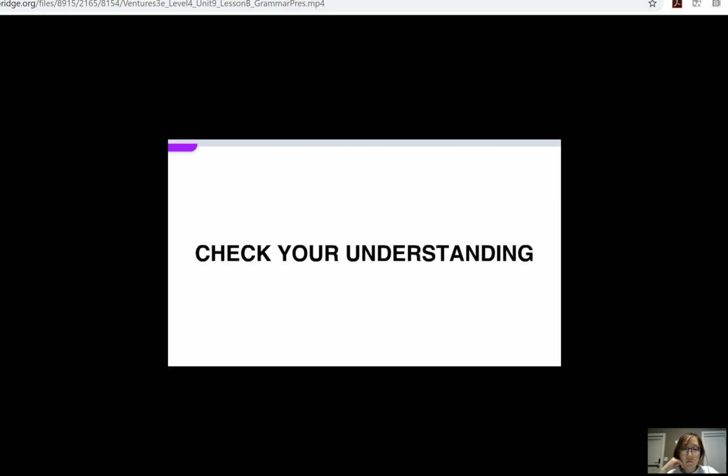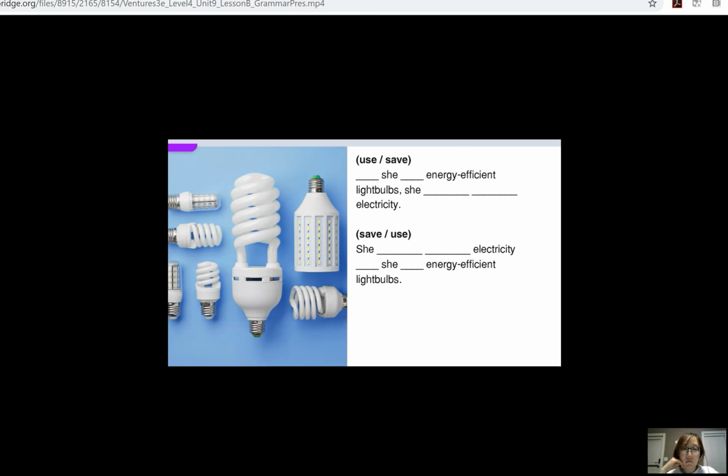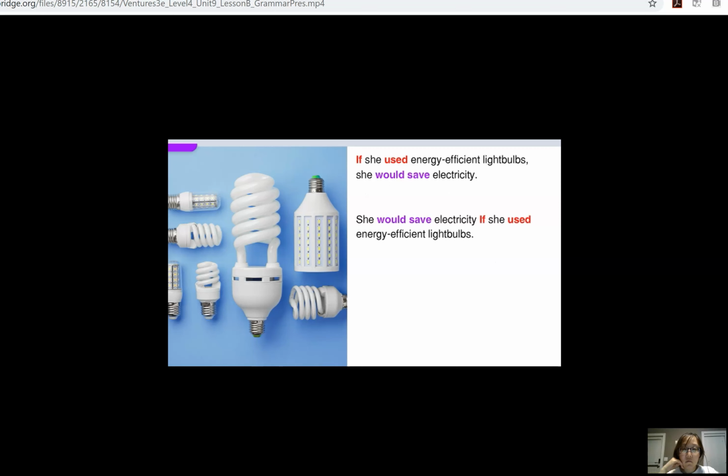Check your understanding. Look at the picture. Then complete the two sentences about a present, unreal situation. Now listen to the sentences. If she used energy-efficient light bulbs, she would save electricity. She would save electricity if she used energy-efficient light bulbs.